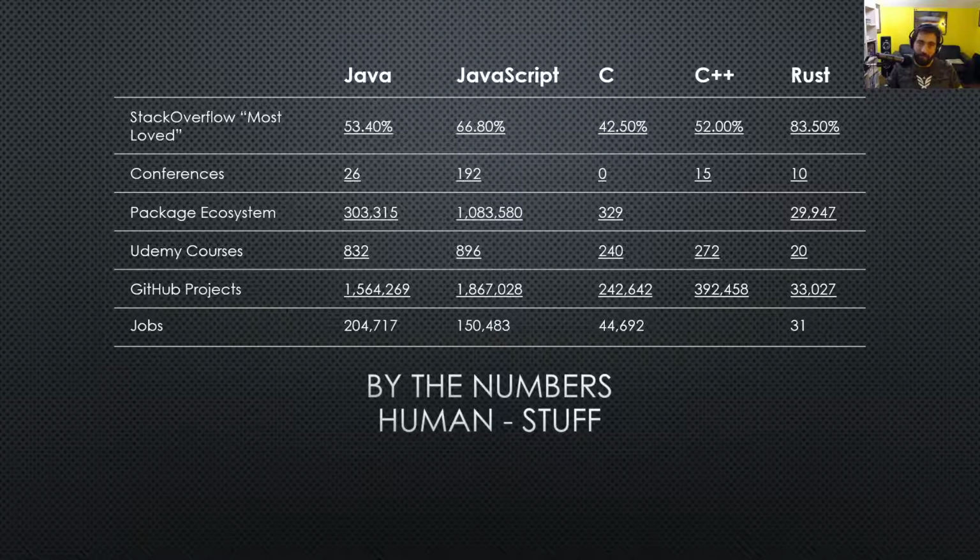So I don't know. That means that Rust being highly loved also reflects the fact that there aren't that many jobs available for it, right? There are quite a few conferences, quite a few packages, courses, GitHub projects, but those are mostly all passion projects.